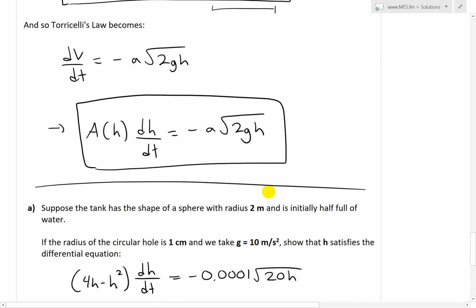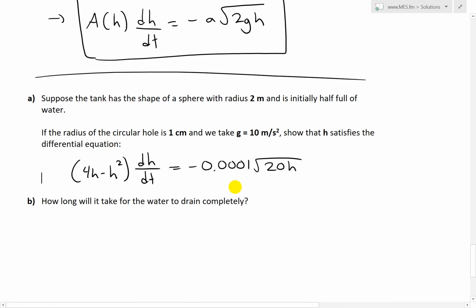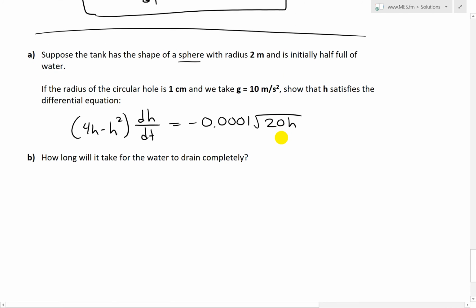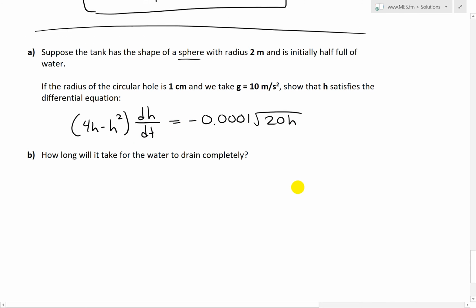Alright, so now that I went over this formula, in the next video or two, depending on how long those take, I'll go over parts A and B, where part A says: suppose a tank has the shape of a sphere. So we look at a sphere, radius 2 meters, initially half full, and the radius of the circular outlet hole is 1 centimeter, and gravity, assume it's 10 meters per second squared, rounded up from the typical 9.81. And then it says show that H satisfies this differential equation.